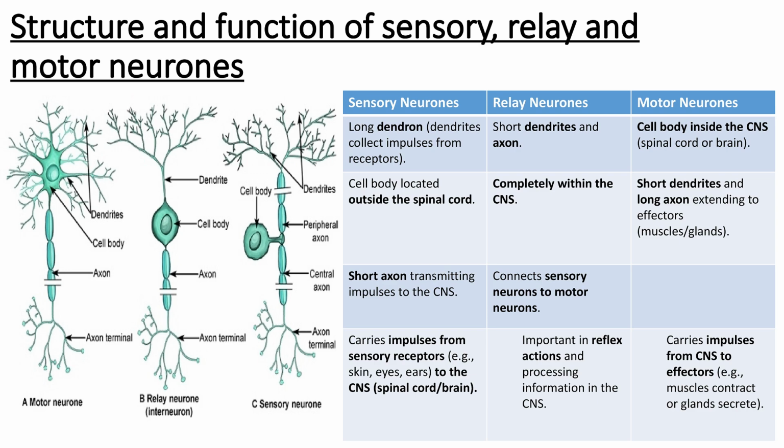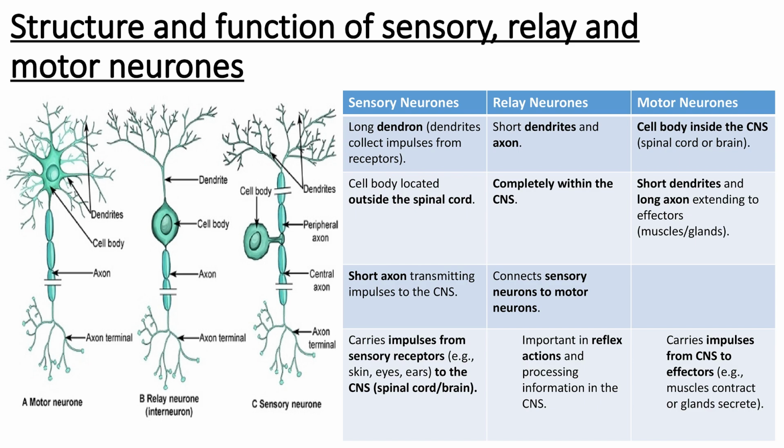Okay, moving on to the next slide: structure and function of sensory, relay and motor neurons. So there are three types of neurons. First is sensory, second is relay, and the third one is motor neurons. In the picture beside the table is a diagram of the three types of neuron with their structures labeled accordingly.